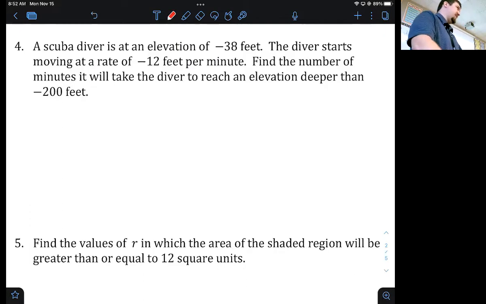Now, why is their elevation negative? Below sea level. It's underwater. Good job. So it's underwater, it's negative. The diver starts moving at a rate of negative 12 feet per minute. That's not very fast. 12 feet is just a little bit taller than that ceiling. And it takes them a minute to move that far.